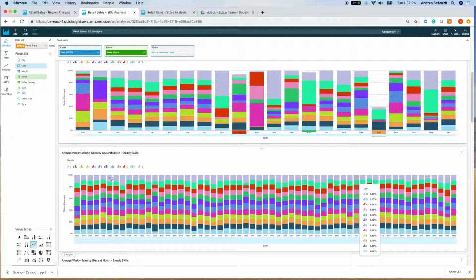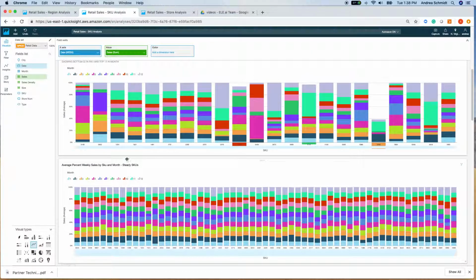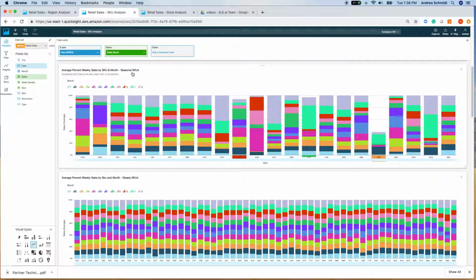There is always seasonality across all items in the holidays, and they don't perfectly line up. But you could see generally these items have a good distribution of sales throughout the year. So I'm calling these steady SKUs. These are seasonal SKUs. These do not have a steady distribution.